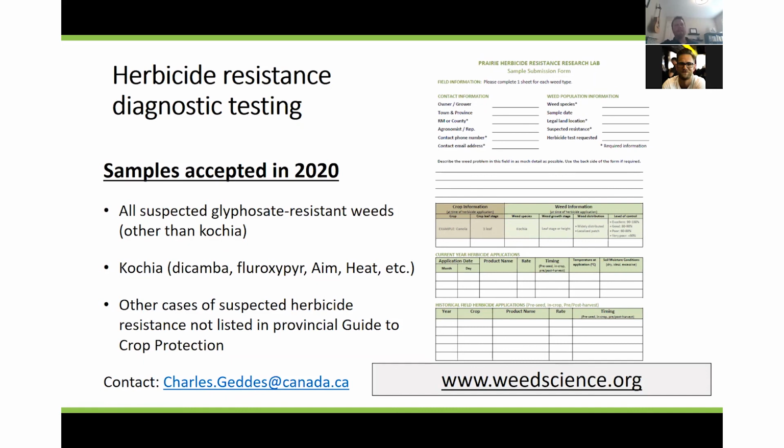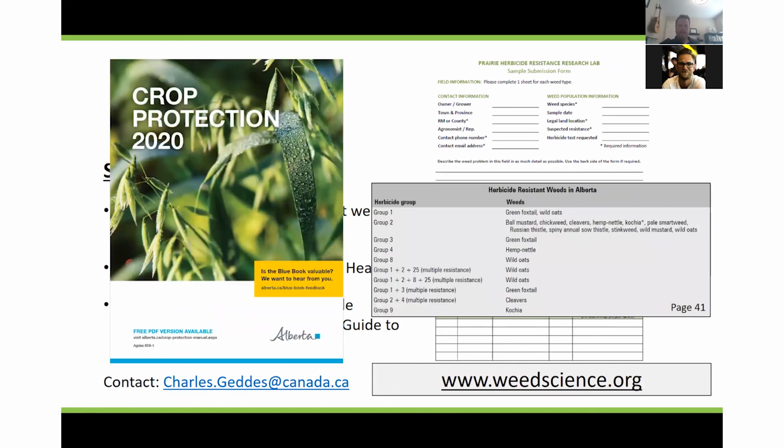So for more information on herbicide resistance, weedscience.org is essentially a worldwide database of herbicide-resistant weed biotypes, where some of the information presented today was collected from. And also, your guide to crop protection for your specific province has a list of herbicide-resistant weeds, though the one for Alberta needs to be updated with a couple of new biotypes. But if you suspect resistance outside of these lists, feel free to contact me and we can set up resistance testing, and also make sure that it remains confidential as well.